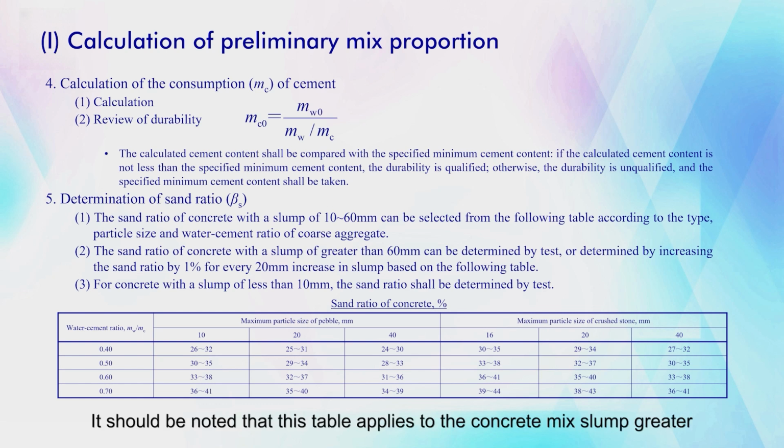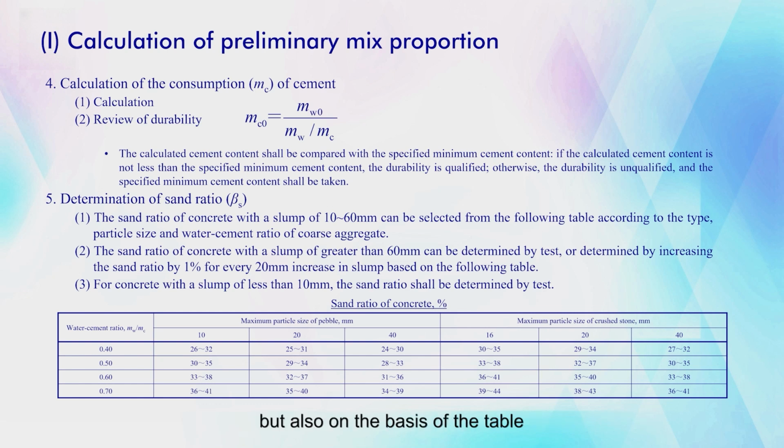It should be noted that this table applies to concrete mix with slump greater than or equal to 10 millimeters and less than or equal to 60 millimeters. When the slump is greater than 60 millimeters, the sand rate can be determined by test, but also on the basis of the table: for each increase of 20 millimeters in slump, the sand rate is correspondingly increased by 1%. When the slump is less than 10 millimeters, the sand rate should be determined according to the test.